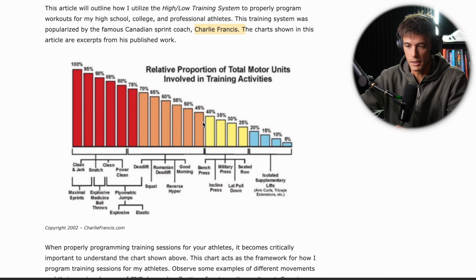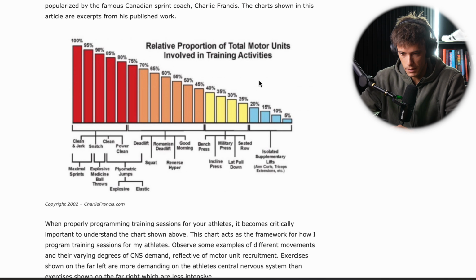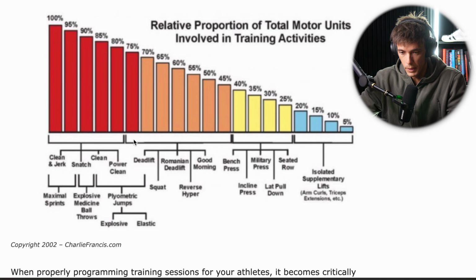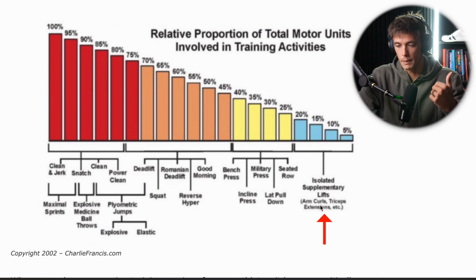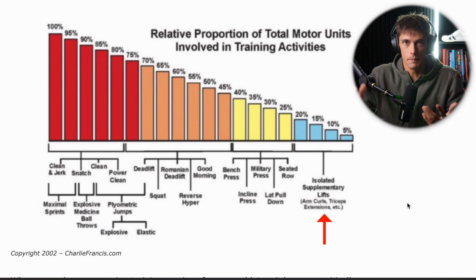So looking at some exercises here, it's not super great, but I'll zoom in a little bit. You'll see the blues are pretty low central nervous system taxing, things like arm curls, right? Bicep curls, triceps extensions. Those are easy add-ins pretty much at any time, and they're not going to overly tax your system.